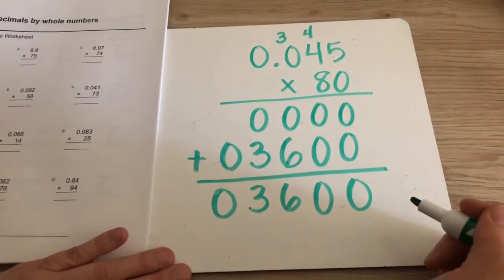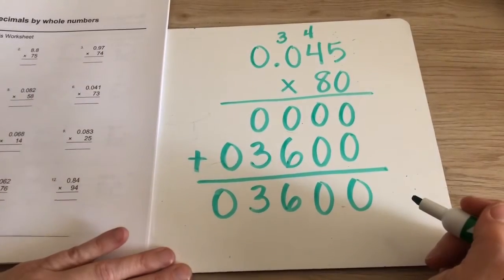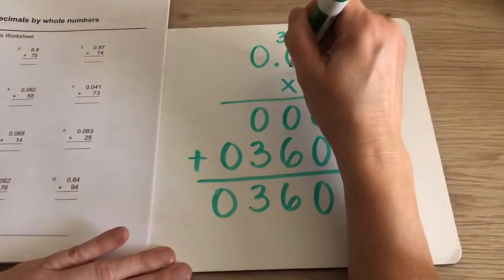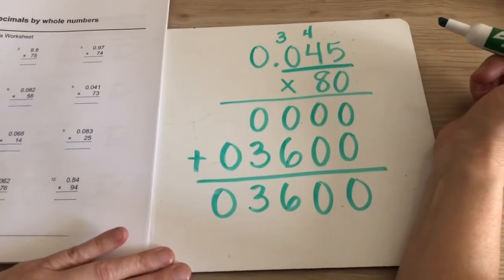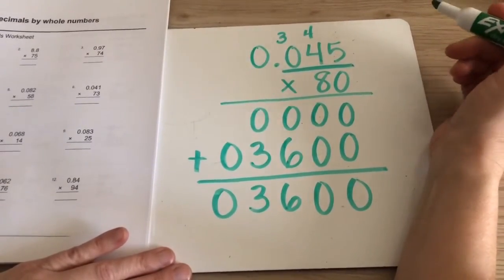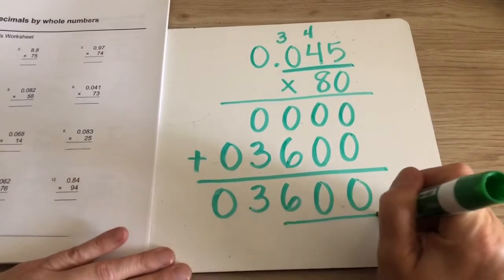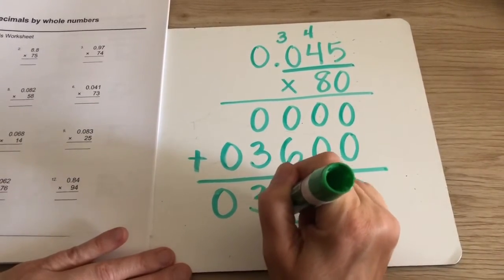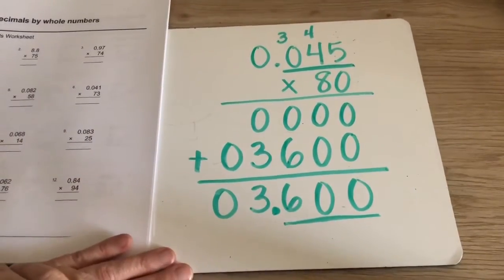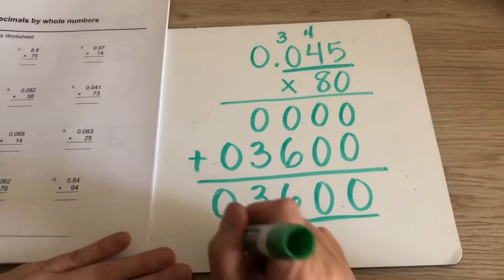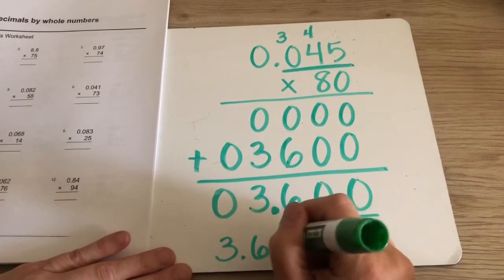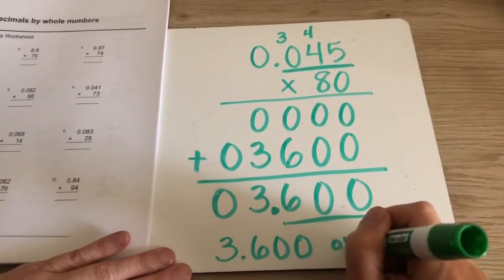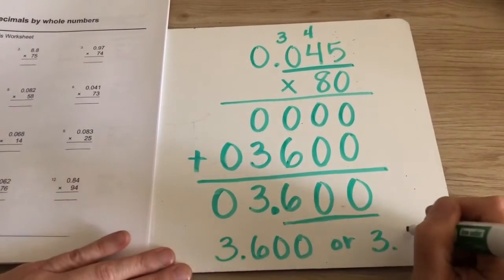Alright, and now here's where we're going to remember how to place the decimal. So we have 3 numbers here to the right of the decimal. We have thousandths, so we need to have 3 numbers to the right of our decimal in our answer. So your answer should either be 3,600 thousandths or 3 6/10.